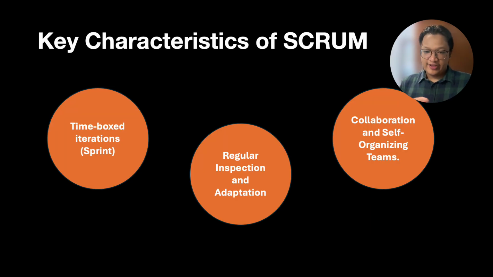So the Scrum itself has key characteristics, which are time-boxed iterations that we usually call a sprint. We will discuss it later. And we have regular inspection and adaptation. We also involve collaboration and self-organizing teams.